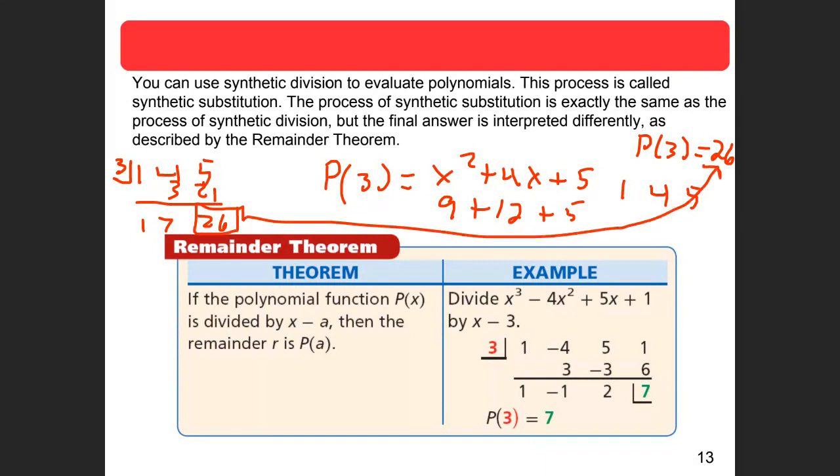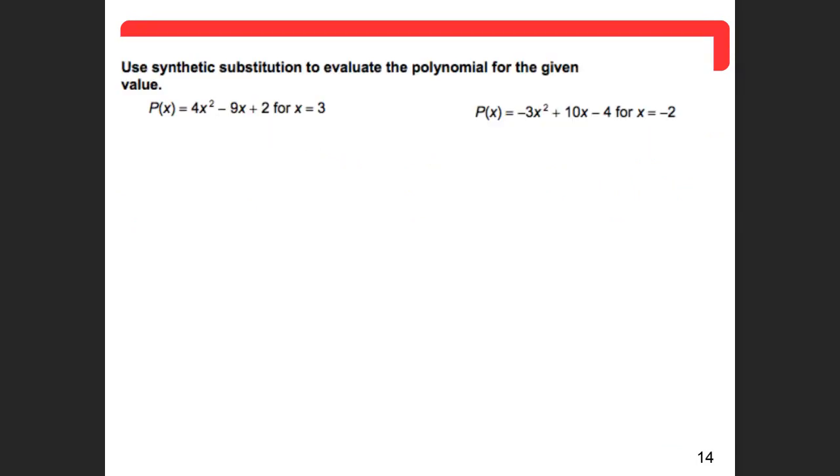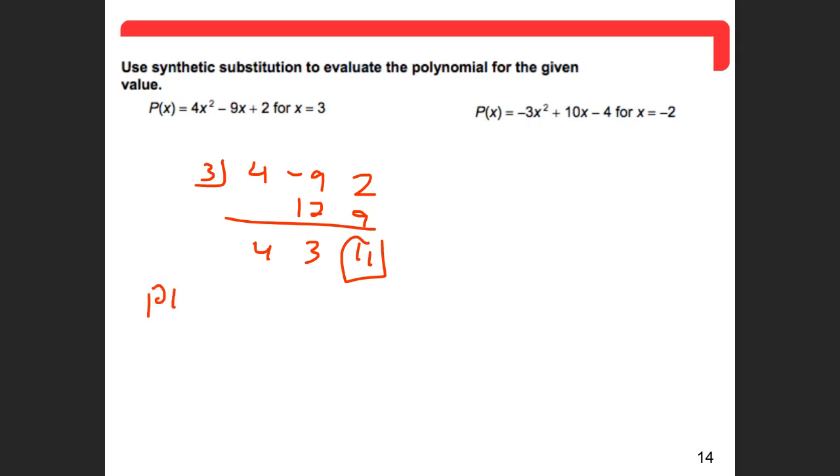So this is really a cool thing that you can do when you have a function and you want to plug a number in. So for example, in this problem here, it says 4x squared minus 9x plus 2 when x equals 3. So they want us to find the value when x equals 3. Well, I could do it just by plugging the 3 in, or I could use synthetic division. I could just go 4, negative 9, 2, bring the 4 down. 3 times 4 is 12, add straight down, that gives me 3. 3 times 3 is 9, so that's 11. So P of 3 is 11.